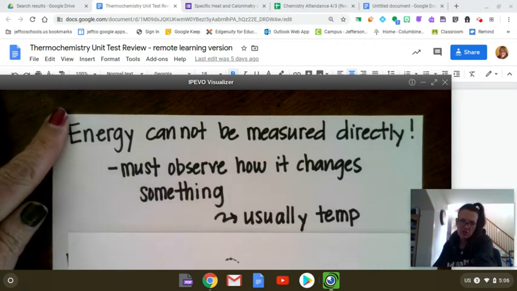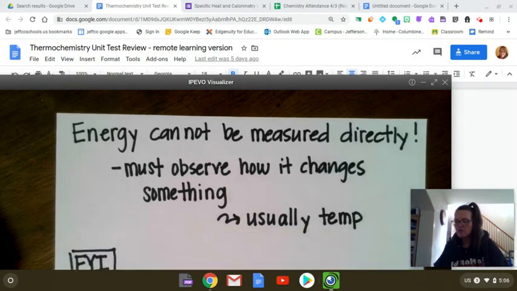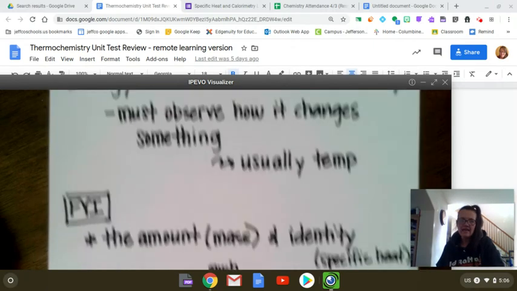Usually temperature, right? Like everybody knows, if I take energy and add it to a cup of water, the cup of water's temperature is going to increase, right? So we can measure that change in temperature and convert it over to a value of energy. Now, there are two variables that affect how much energy is needed to change temperature. Those two variables are mass and identity, right?